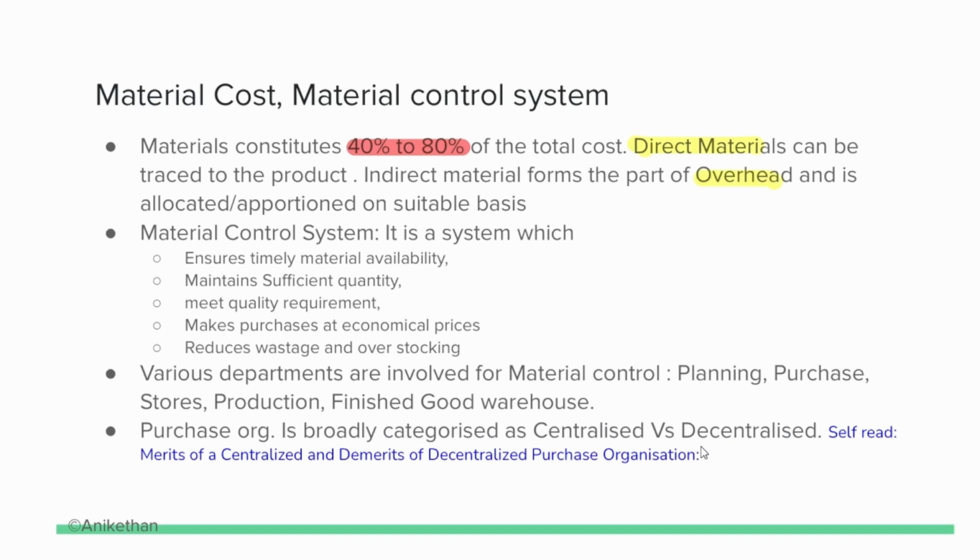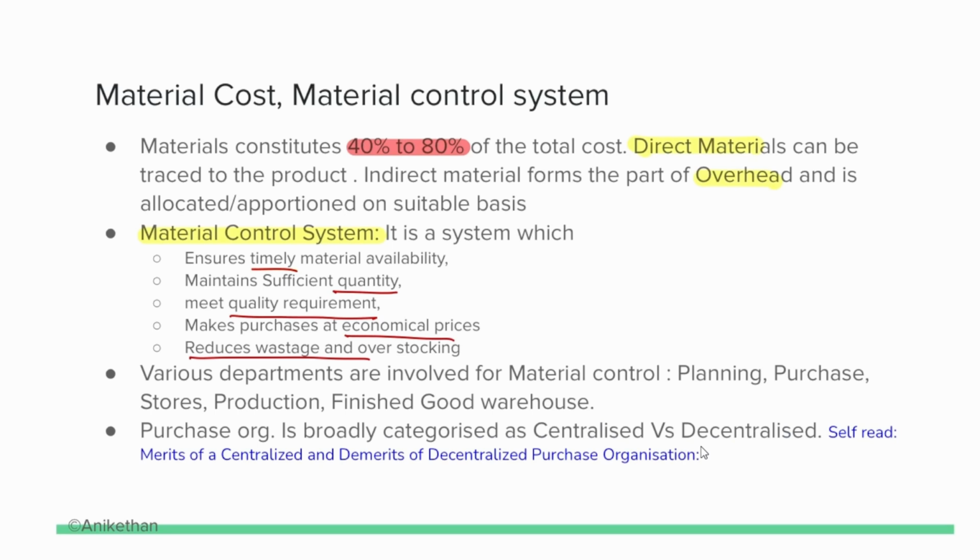In an organization, they will have something called a material control system. It is like an ERP. It ensures that the right material is available at the right time. It is maintained in the stores at a sufficient quantity. The required material is already inspected and quality assured, and the purchase department makes the purchase at economical prices, and it reduces wastage and overstocking.